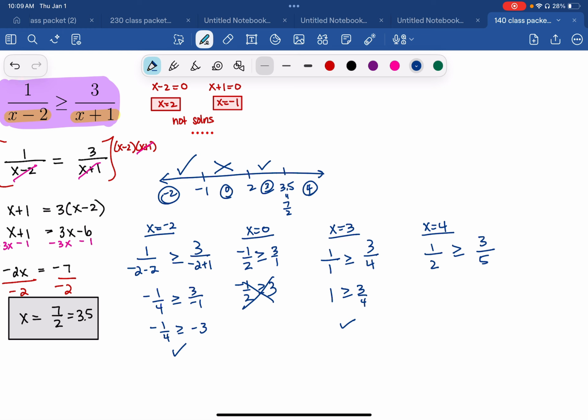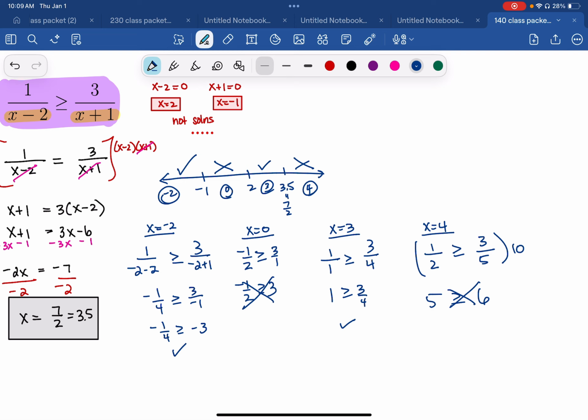If we're not sure, we can clear our denominators here. Multiply both sides by 10. And that's going to give you 5 is greater than or equal to 6. And that's not a true statement. So we don't want that section. And when you multiply by 10, that gives you 30 over 5, which is 6, and 10 over 2, which is 5.